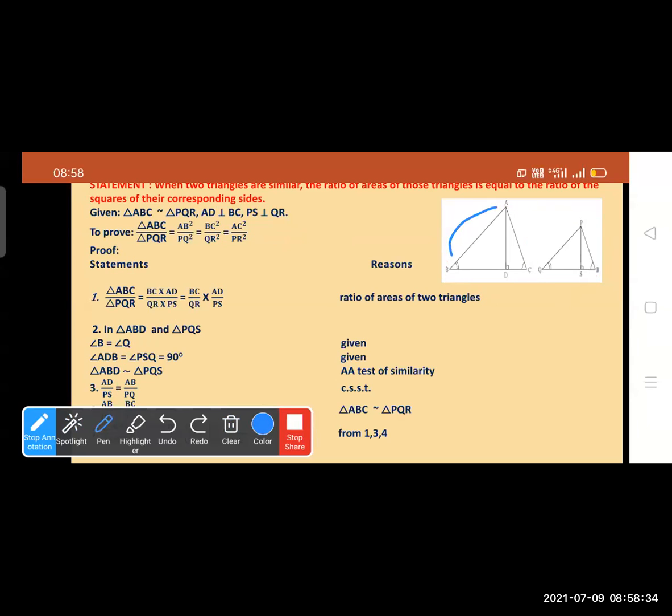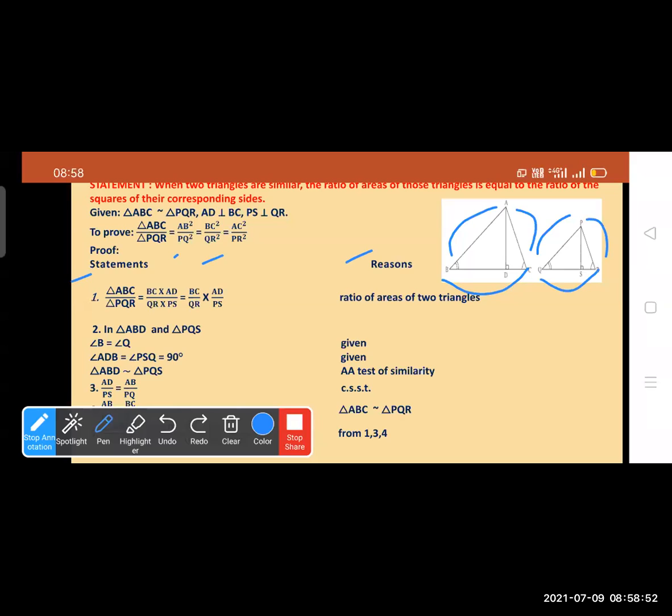AB square by PQ square, first one. BC square by QR square, second one. And third is AC square by PR square. So this condition we have to prove here. Okay, so here we write the statement, and by which reason we write here, we see one by one.